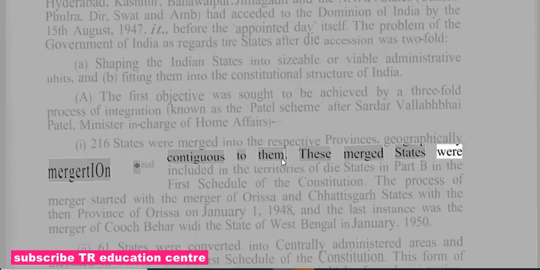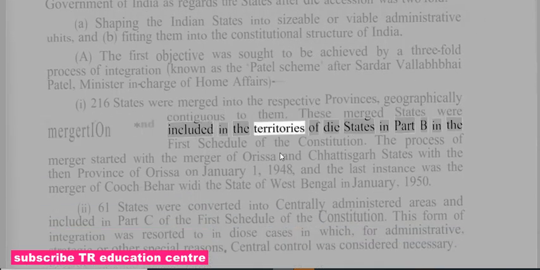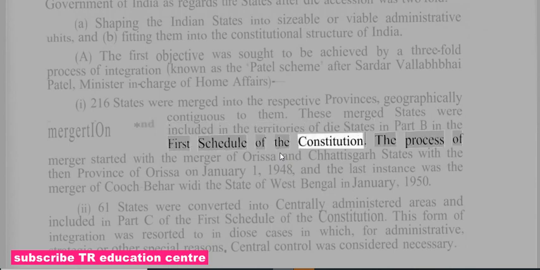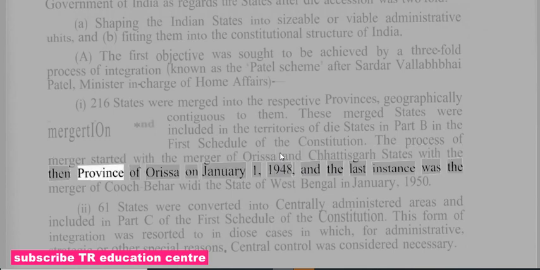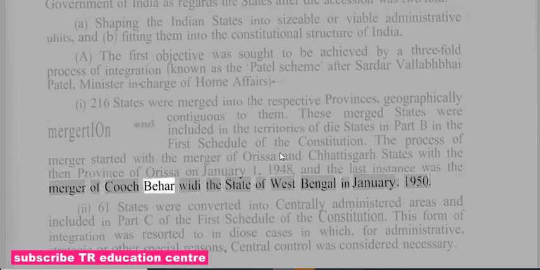1. 216 states were merged into the respective provinces, geographically contiguous to them. These merged states were mostly included in the territories of the states in Part B in the first schedule of the Constitution. The process of merger started with the merger of Orissa and Chhattisgarh states with the then province of Orissa on 1 January 1948, and the last instance was the merger of Cooch Behar with the state of West Bengal in January 1950.